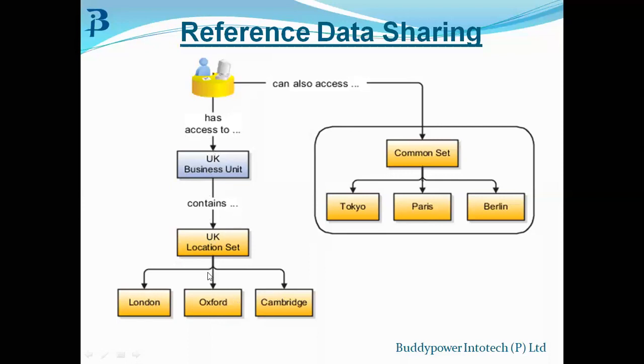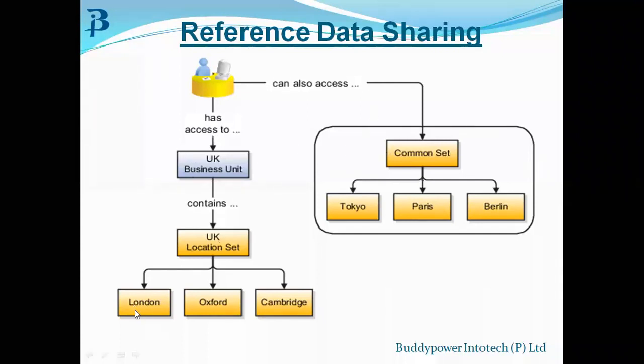Okay, so he has access for this enterprise set, wherein he can access your enterprise data. This person has also been given access to your common set, wherein he can see the details of your Tokyo, Paris, and Berlin. He is part of your shared service BU, the corporate BU that I just showed you in the previous slide. He is part of the corporate BU where the reference data set has been put in such a way that he has access to all the business units.